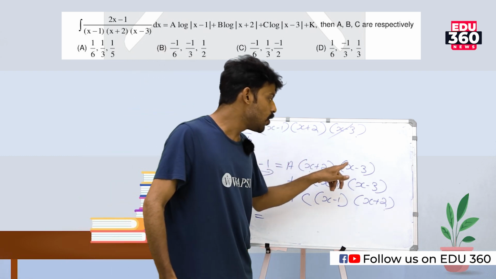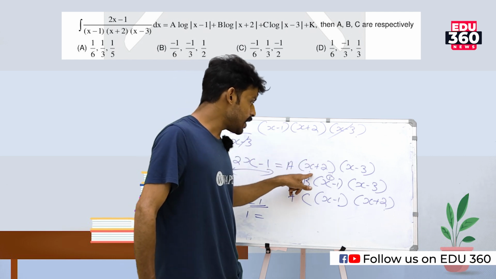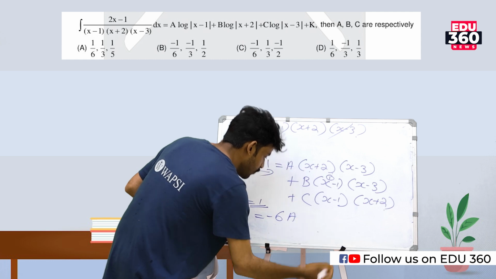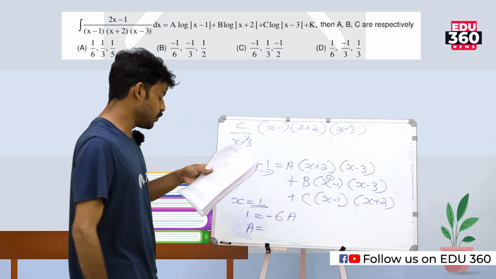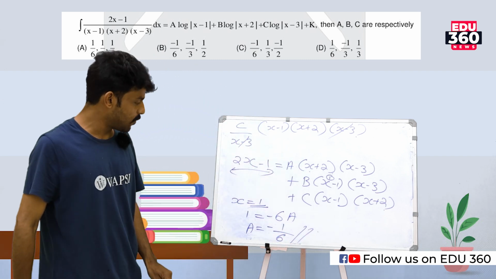So 3 into 1 minus 3. 1 minus 3 means minus 2. So 3 into minus 2 means minus 6. So minus 6a. So hereafter we can write a is equal to minus 1 by 6. We can write the value of a is equal to minus 1 by 6.